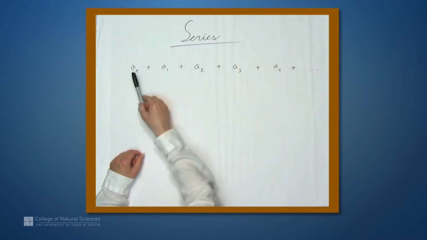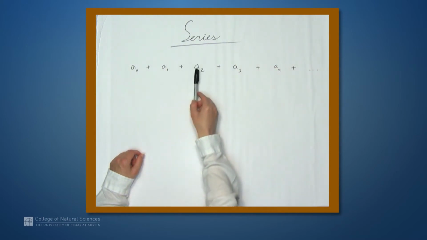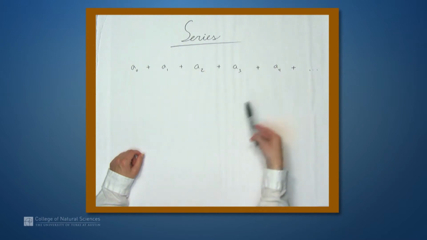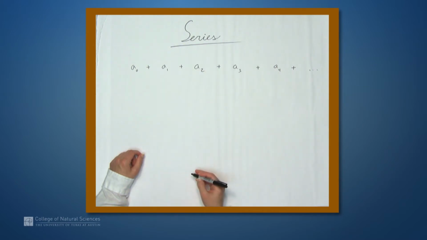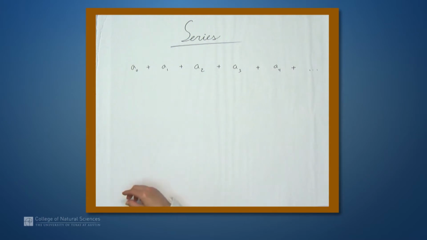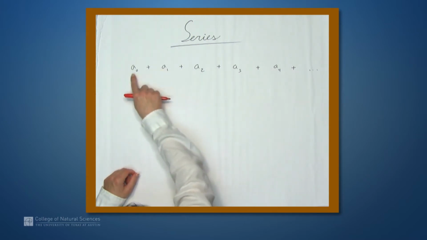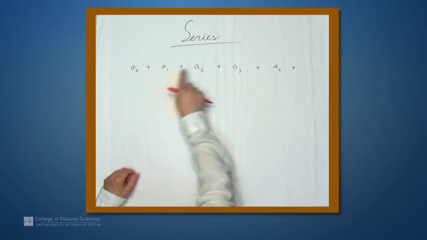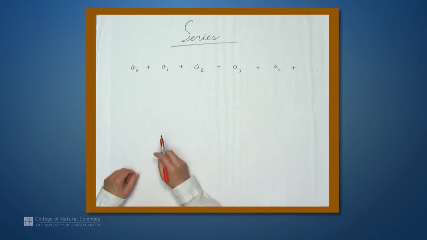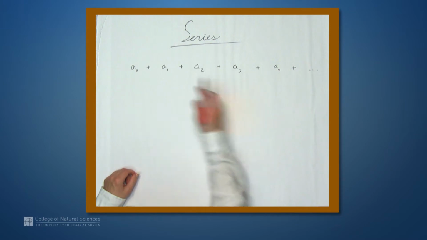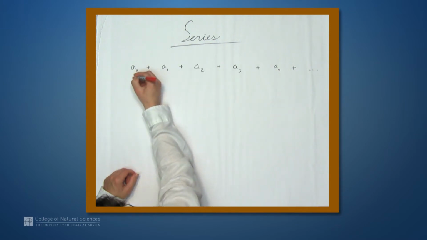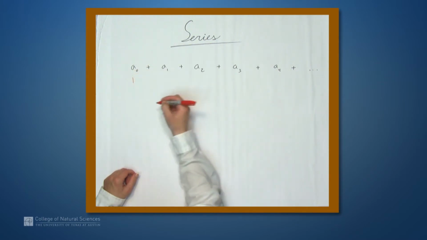So we want to look at a sub 0 plus a sub 1 plus a sub 2 plus a sub 3 plus a sub 4, and so on. Now to do this, we're going to use sequences. So we have an obvious sequence here, namely the sequence a sub 0, 1, 2, 3, 4, but we can't use that to define the sum directly. We're going to use what we call partial sums.